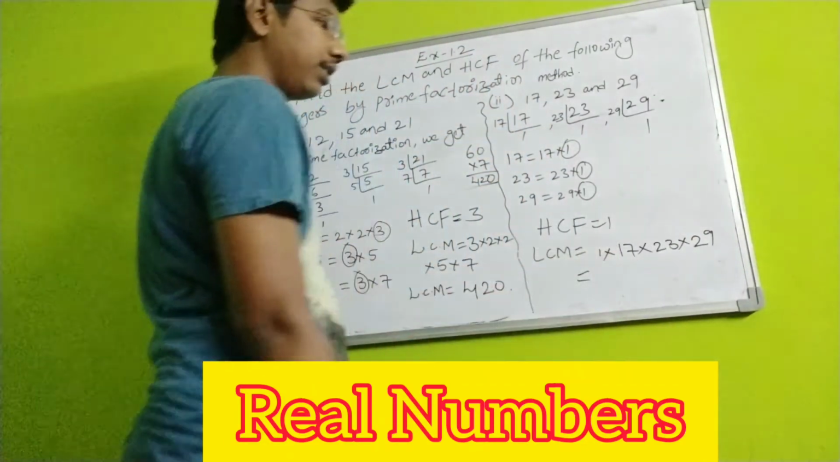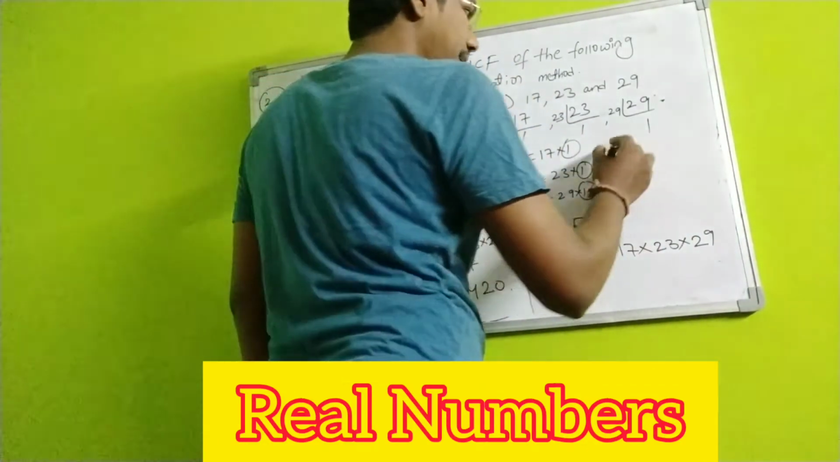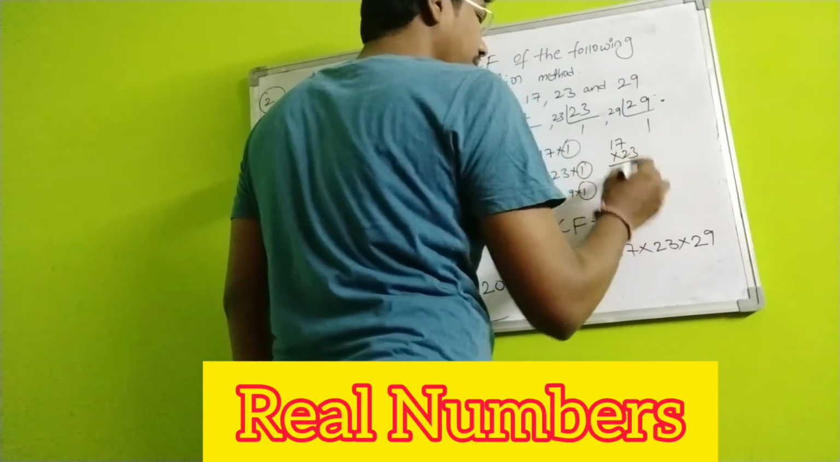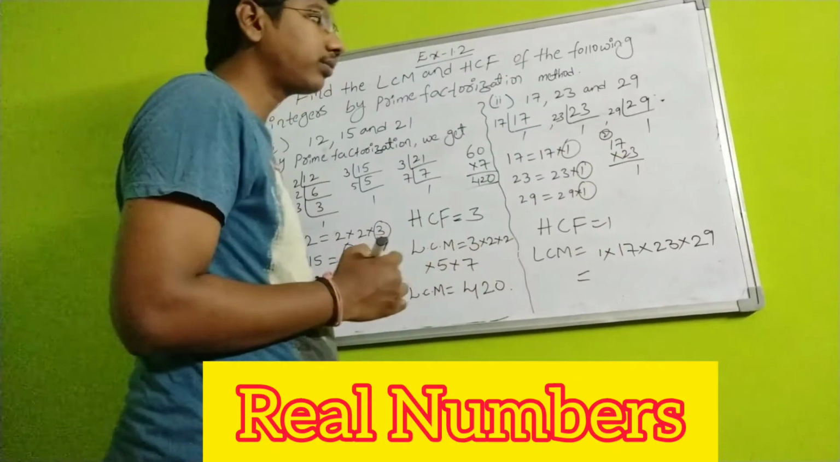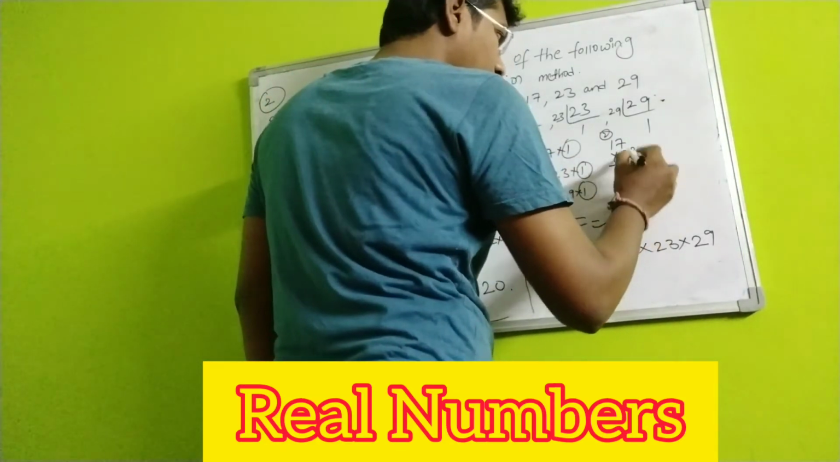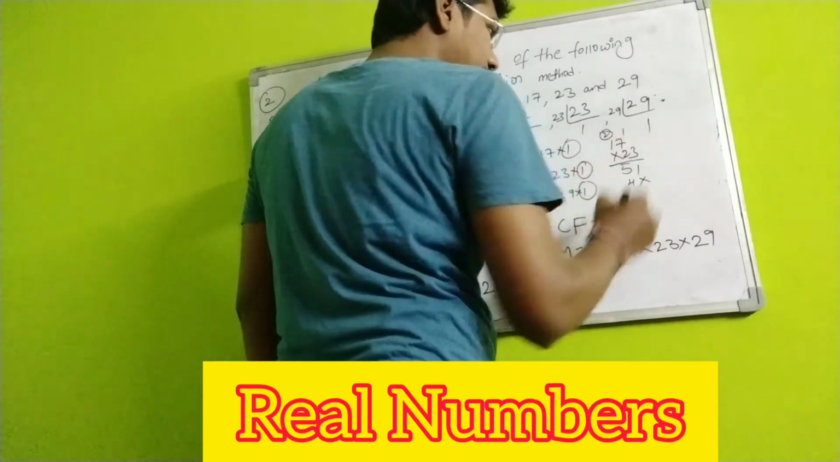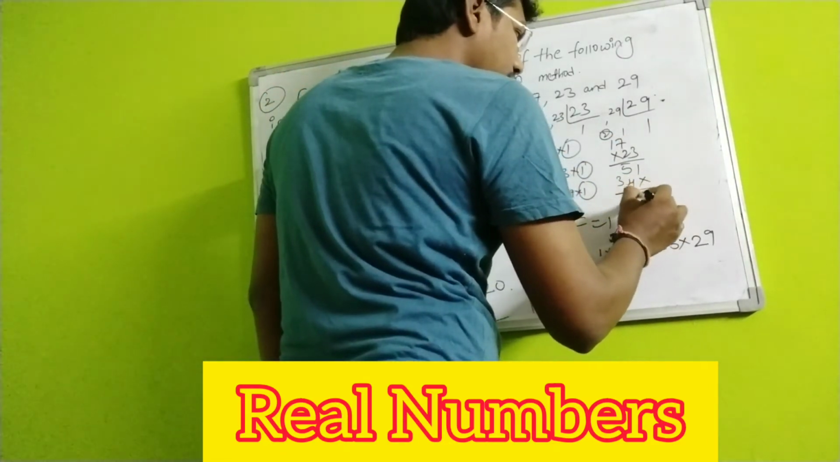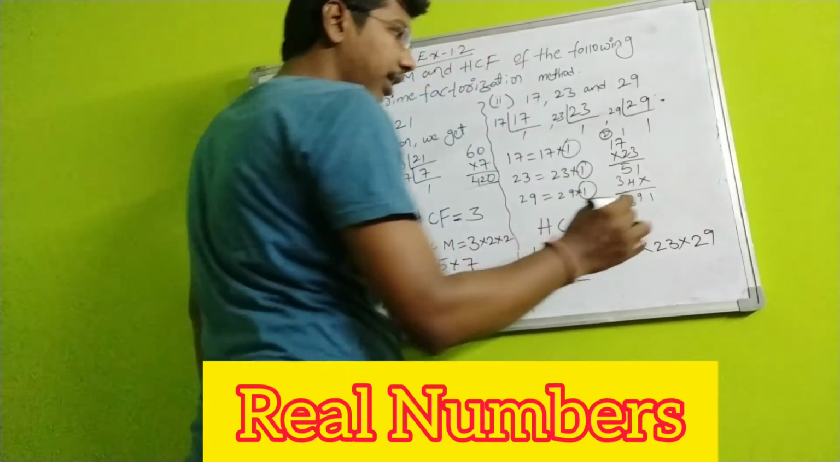1 into 17 is 17, students. 17 into 23. Here I am multiplying 17 into 23, students. 3 7s are 21, 2 carrying. 3 1s are 3, 3 plus 2 is 5. Into 2: 2 7s are 14, 1 carry, students. 2 1s are 2, 2 plus 1 is 3. 1 5 plus 4 is 9, 3. I got 391 as the answer here, students.